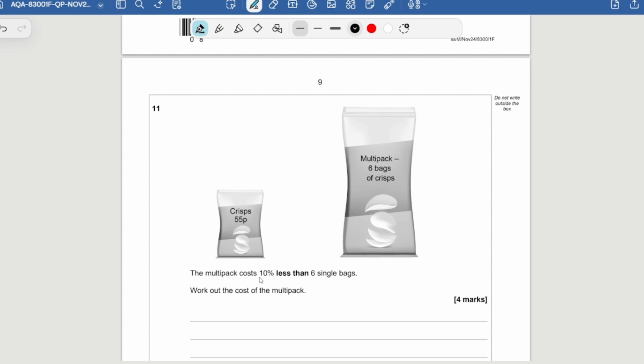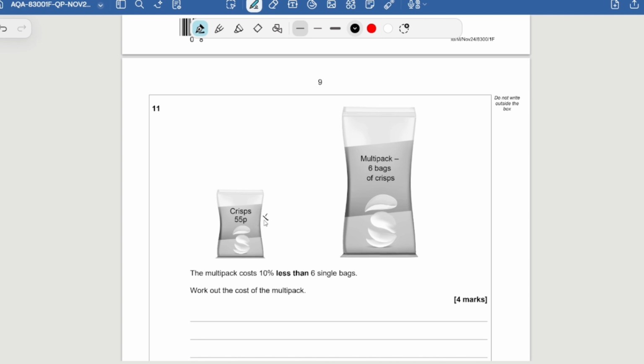The multi-pack costs 10% less than 6 single bags. Work out the cost of the multi-pack. So a multi-pack is like 6 bags of crisps, and it has 10% less cost than each individual bag of crisps. Each bag here costs 55p.